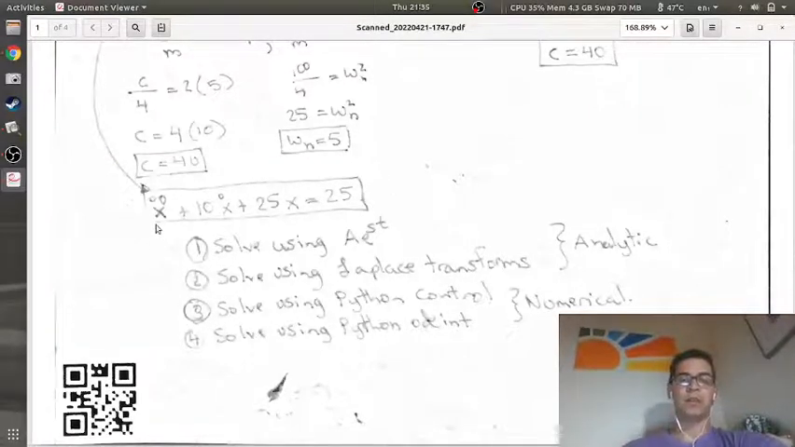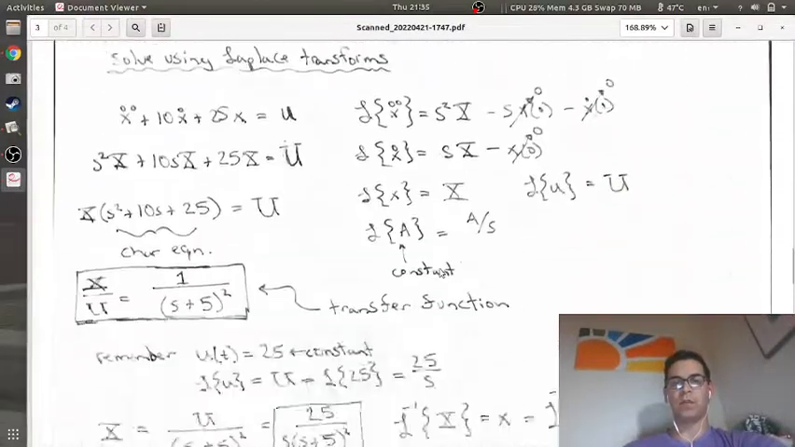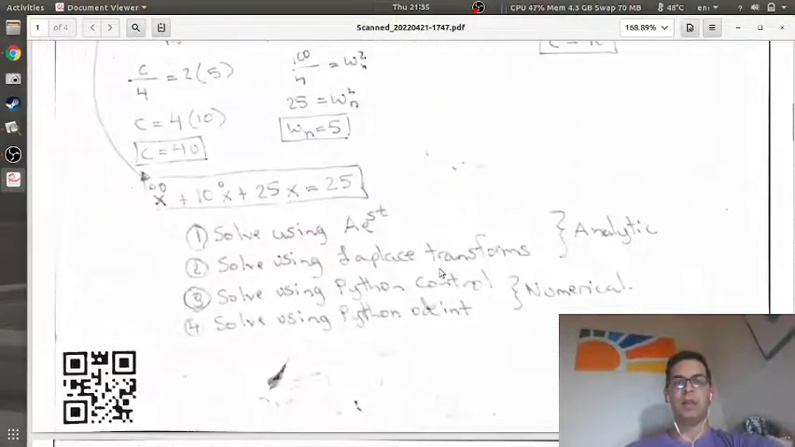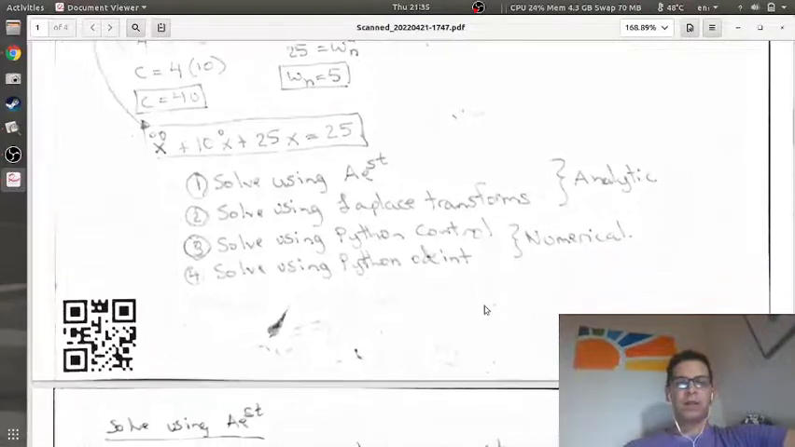And so what I'm going to do is a 2-part series here. In the first video, I'm going to solve the analytic way, using A e to the s t and also Laplace transforms. That's going to walk through the first 3 pages. And then in the second video, just so this video isn't too long, I'm going to solve the same problem using the control system toolbox and odeint. So if you stay tuned for the second video, you'll see the Python version. So let's go ahead and move on.